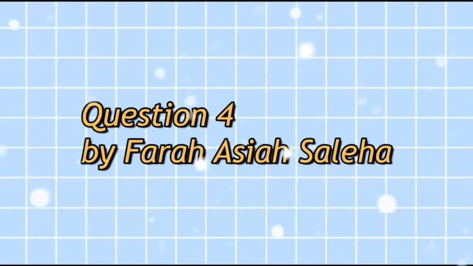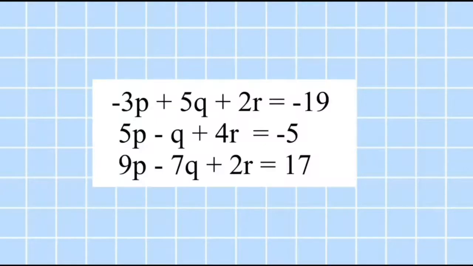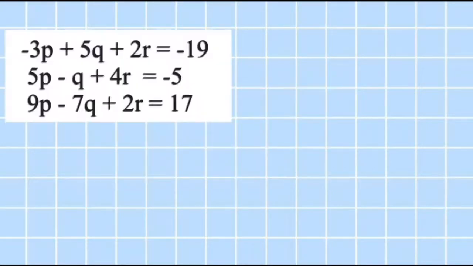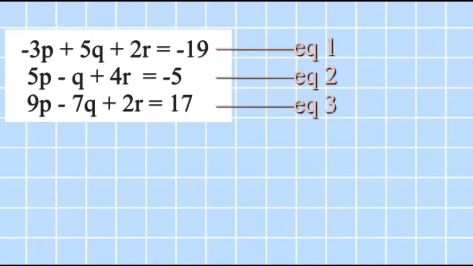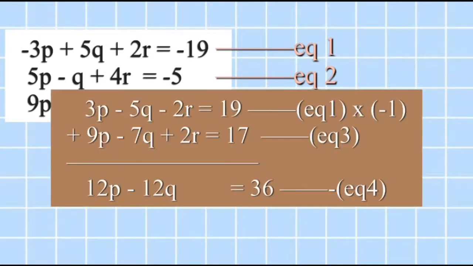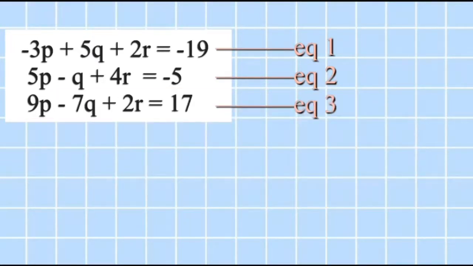Assalamualaikum, and today we're going to solve question 4. So first, let's look at the question. And in this question, we can solve it by using the elimination method. So the first step to take is to label the equations as equation 1, 2, and 3. Next, choose two equations that have the same variables that are easy to eliminate. In this question, I am going to use equation 1 and equation 3 to eliminate r. I'm going to times equation 1 by -1 so that we could eliminate r. Then we will get a new equation, which is equation 4.